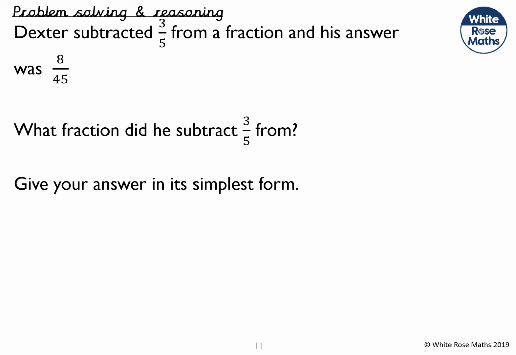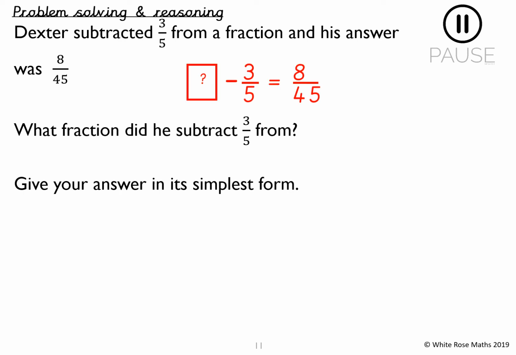It says Dexter subtracted 3/5 from a fraction and his answer was 8/45. What fraction did he subtract 3/5 from? And give your answer in its simplest form. Okay, so first of all you can see that the question looks something like this. It says something subtract 3/5 equals 8/45.